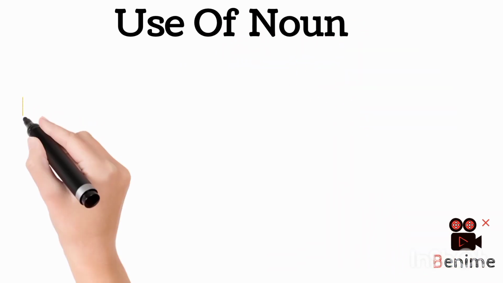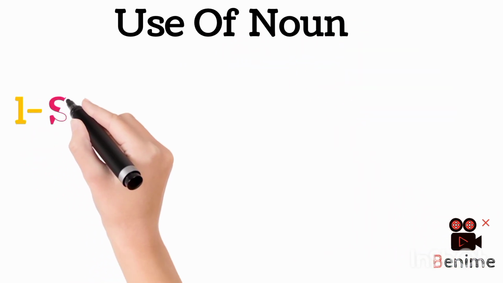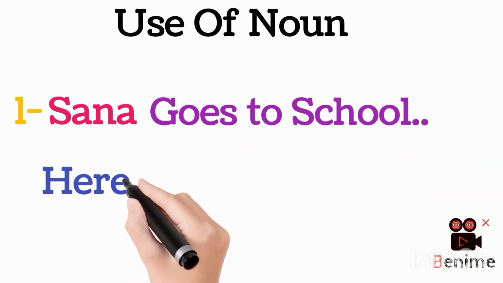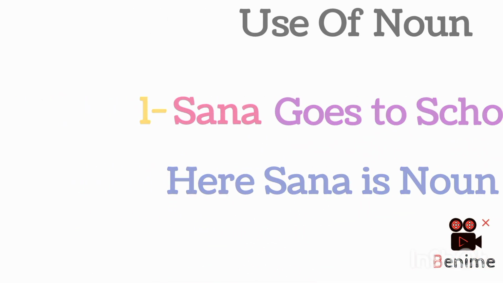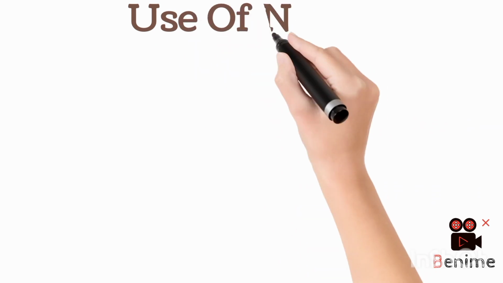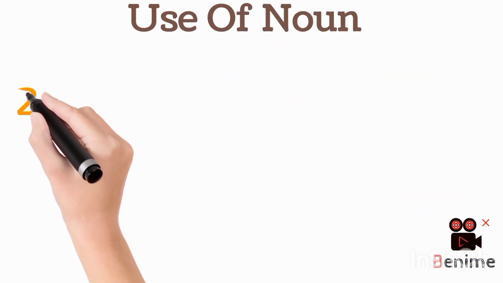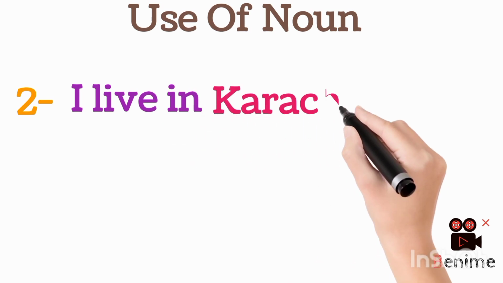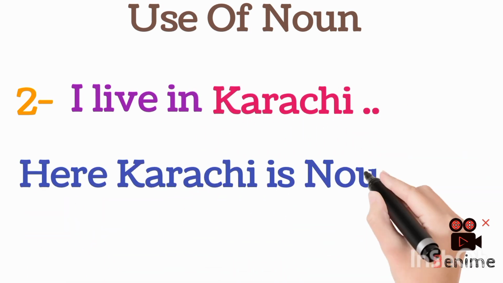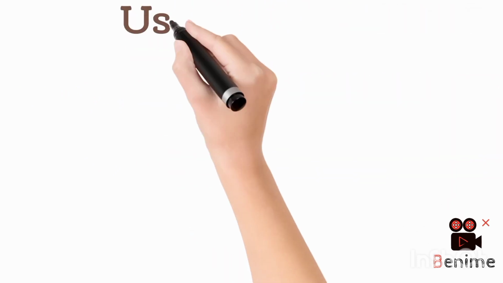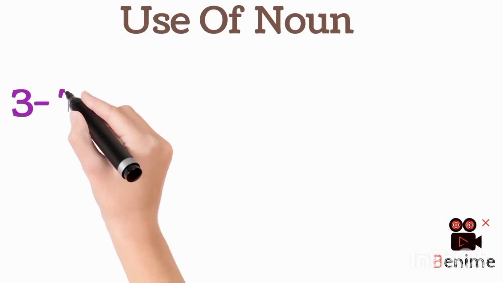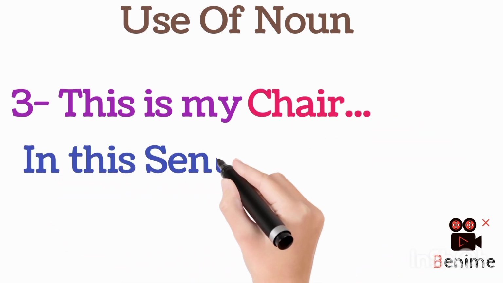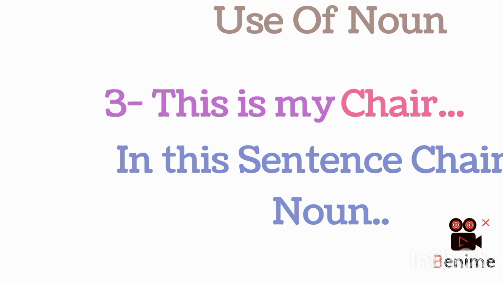Use of noun. Sana goes to school. Here Sana is noun. I live in Karachi. Here Karachi is noun. This is my chair. In this sentence, chair is noun.